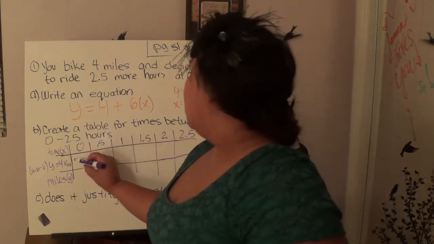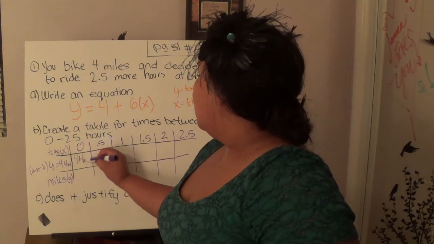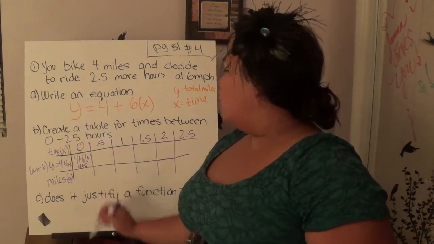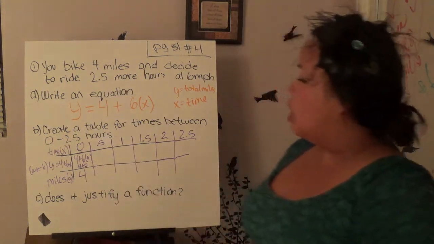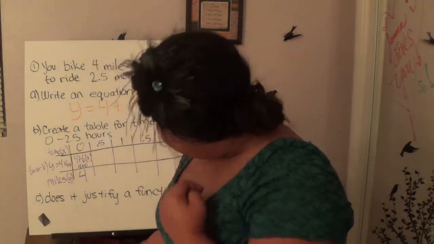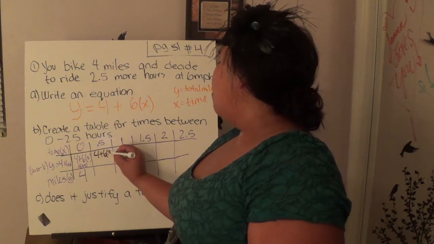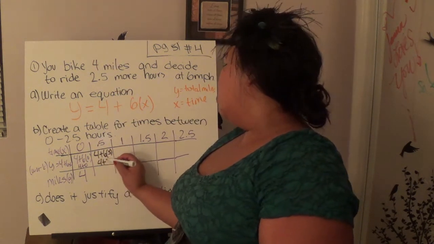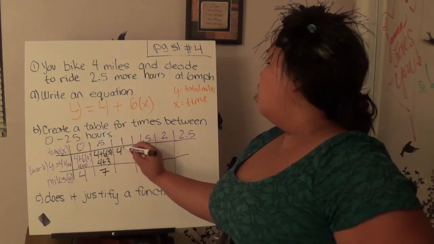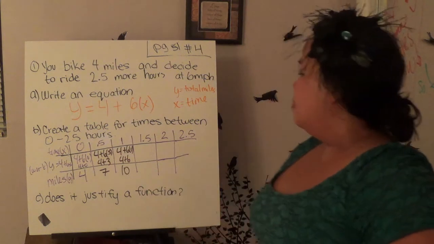So this is going to be y equals 4 plus 6 times 0. 6 times 0 is 0, so 4 plus 0, which would give me 4. So then my total miles is 4. See how that works? The next one is 0.5, so 4 plus 6 times 0.5 would be 4 plus 3, which would be 7. The next one would be 4 plus 6 times 1. It would be 4 plus 6, which gives me 10.